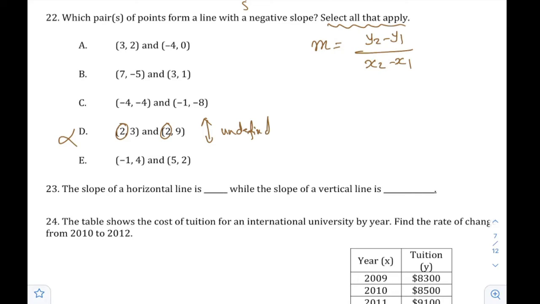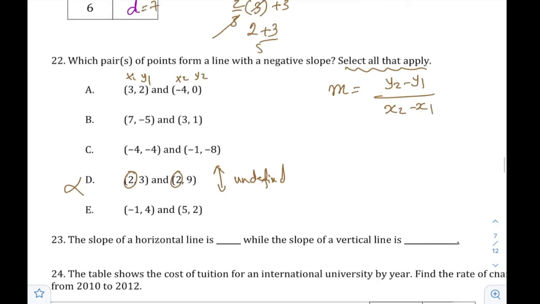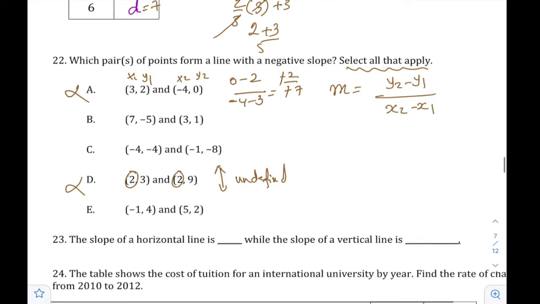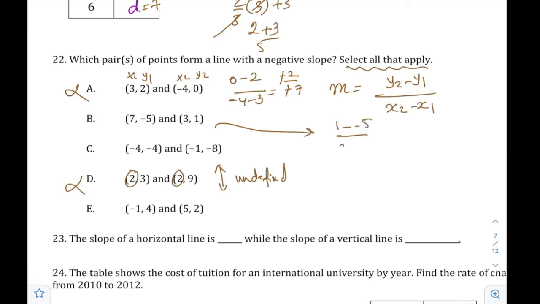If you try A, this is x1, y1, x2, y2. y2 minus y1, 0 minus 2, over minus 4 minus 3. It's minus 2 over minus 7. So it's 2/7. So this is a wrong choice. If you try the B, 1 minus 5 over 3 minus 7. It's 6 over 4. It's a negative slope, even if you don't simplify. 3/2. So yes, it is. And when you repeat the procedure, you will realize that C also has a negative slope and E as well has a negative slope. We have many correct choices here.